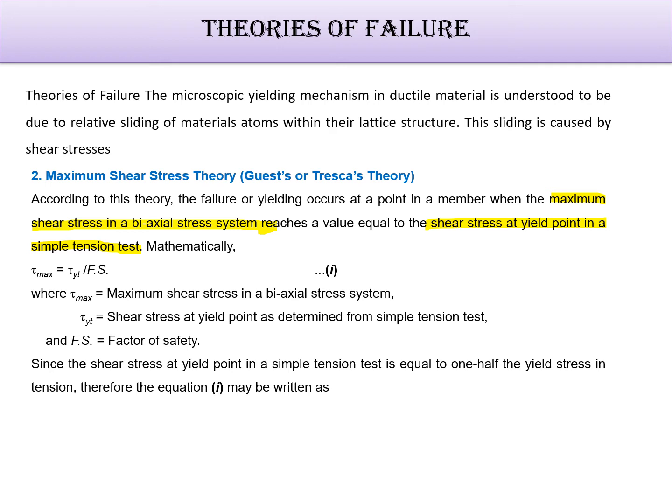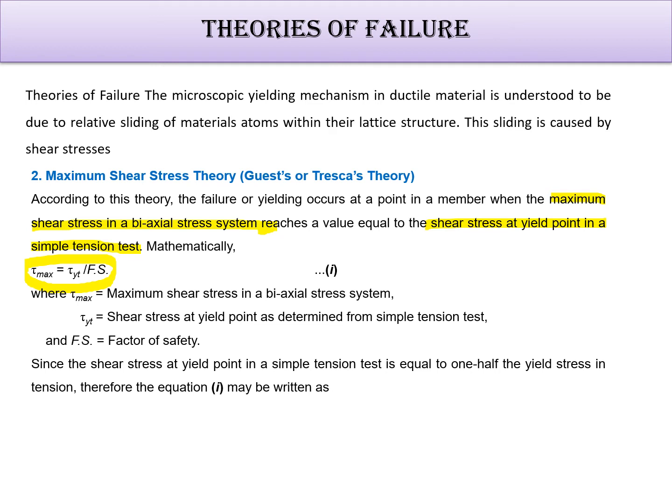So this was the main theory of maximum shear stress theory, and we call that the Guest or Tresca theory also. Mathematically, or formally, the formula for this theory is: the maximum shear stress equals the shear yield stress upon the factor of safety. That is, tau max equals the shear stress at yield point upon the factor of safety, which was shown. I am highlighting this part.